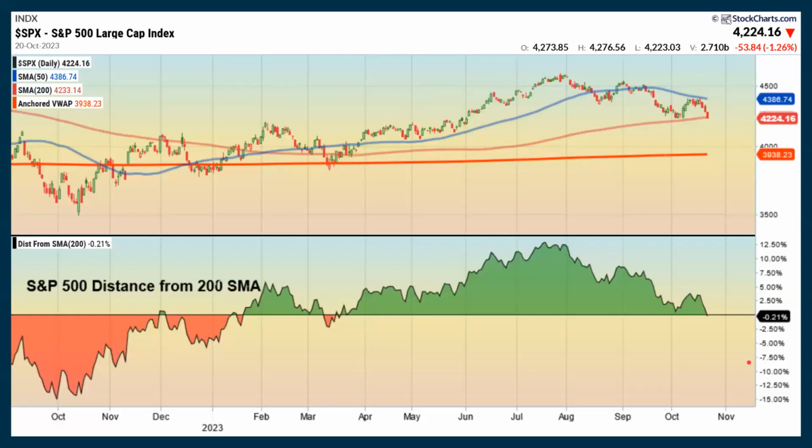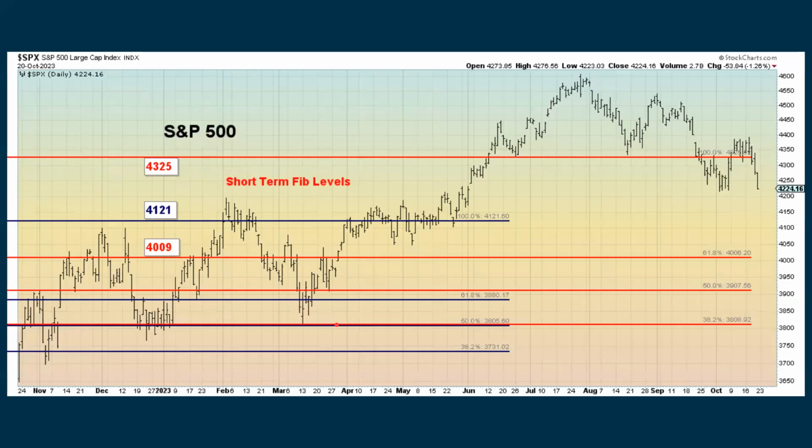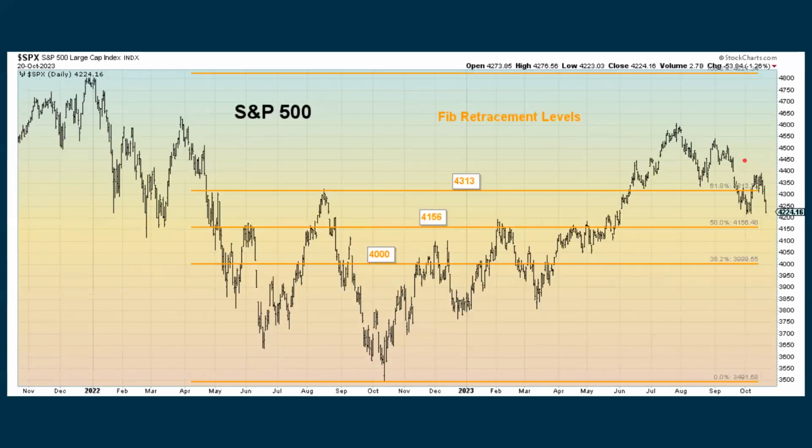Then we are, and I haven't shown this for a long time in any of the videos other than the deep dive video that I do, we're dropping below the 200-day simple moving average for the first time since last March. Looking at our daily charts on some fib levels, we broke down below the 100% retracement level on this chart. We're dropping below the 61.8% retracement level on our longer-term fib chart.